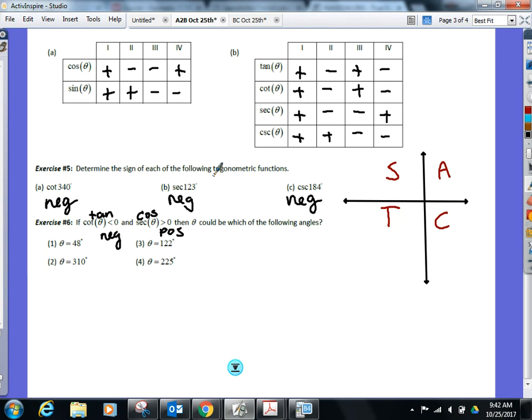Now I got to pick the angle that's in quadrant 4, though. 310. Everyone all right? Signs in each quadrant? No big deal. Okay, let's go back to exercise 1 now. We'll get back to 7 at the end.